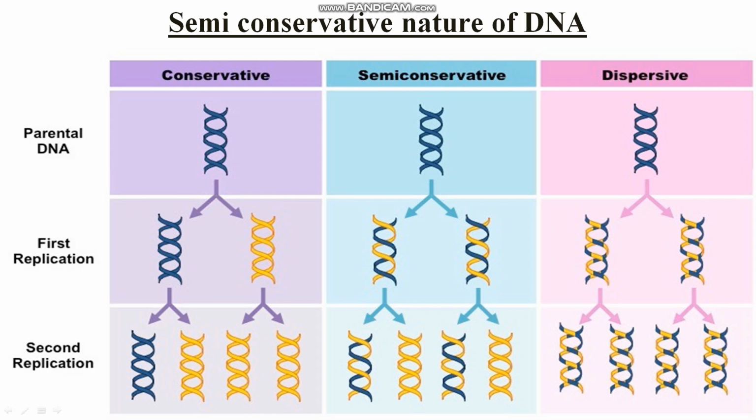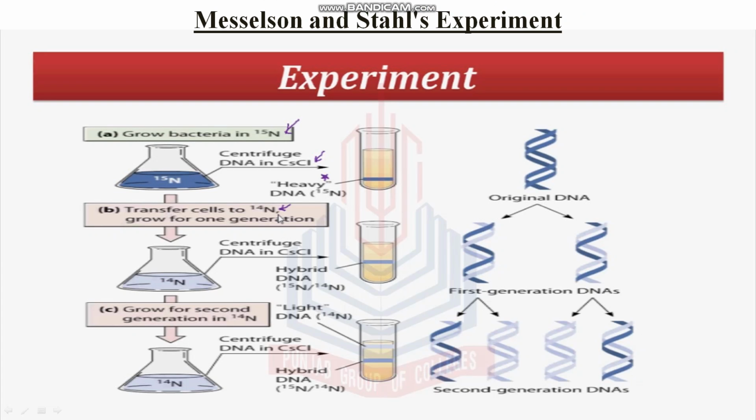This is proved by the experiment of Meselson and Stahl. Meselson and Stahl were scientists. They proved it by their experiment. You can see here what happened. They had taken the original DNA in 15 nitrogen. This is the radioactive isotope of nitrogen. 15 nitrogen. Clear? Sorry, 14 nitrogen is the lighter one. You can see here, centrifuge the DNA in cesium chloride.